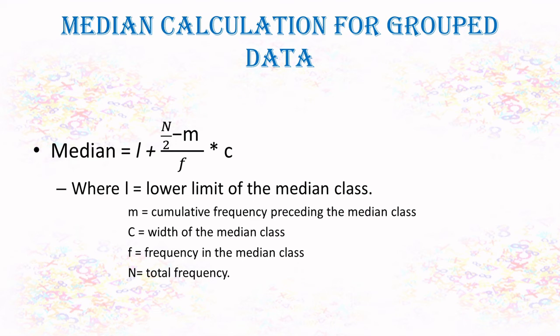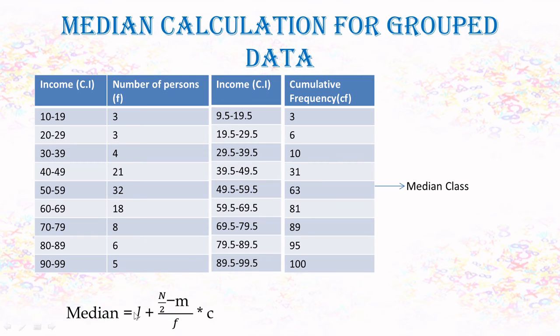Now after seeing this formula, let us get the values from the table we have previously and just substitute the values. But first, let us identify these particular variables from the data. So first, if we look at this, this is L. L is nothing but the lower limit of the median class. Here this is the median class and the lower limit would be this one, 49.5. Let us keep that in the formula.